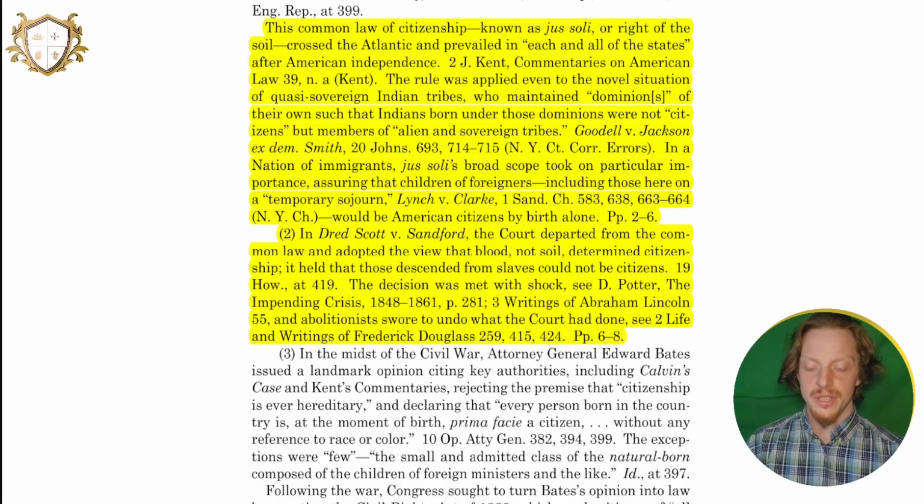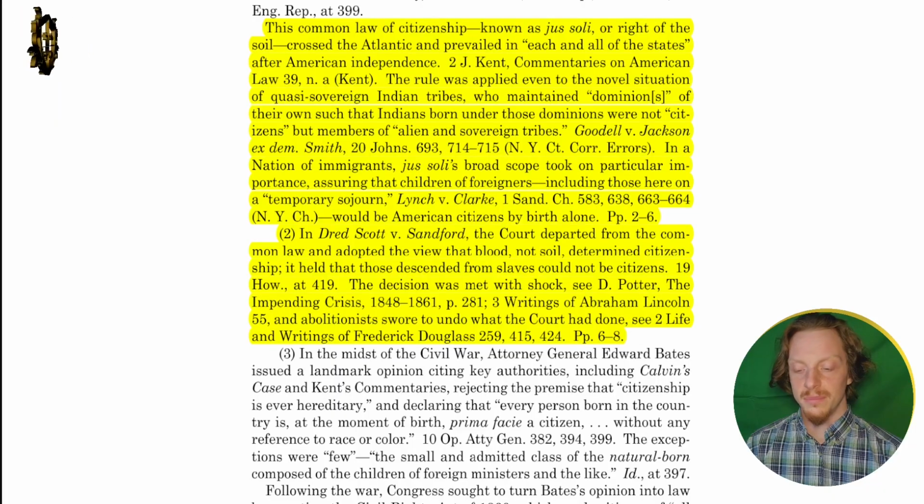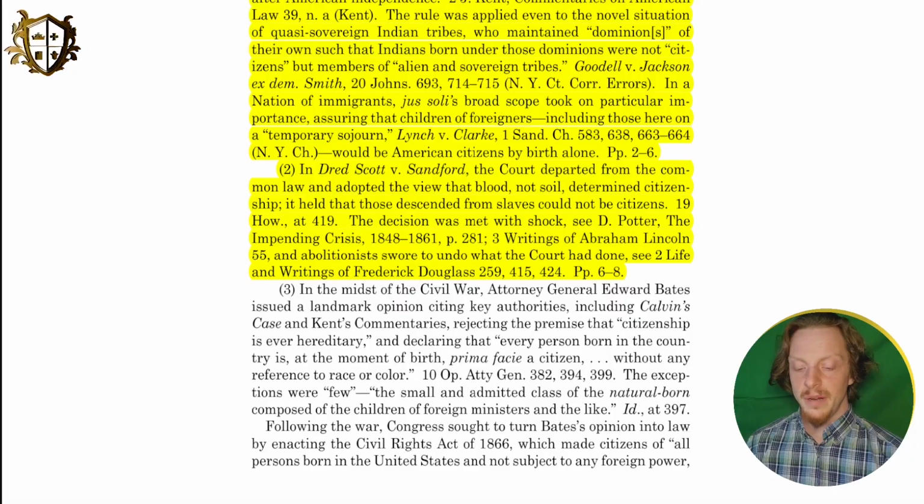In a nation of immigrants, jus soli's broad scope took on particular importance, assuring that children of foreigners, including those here on a temporary sojourn, would be an American citizen by birth alone. Yada, yada, yada.